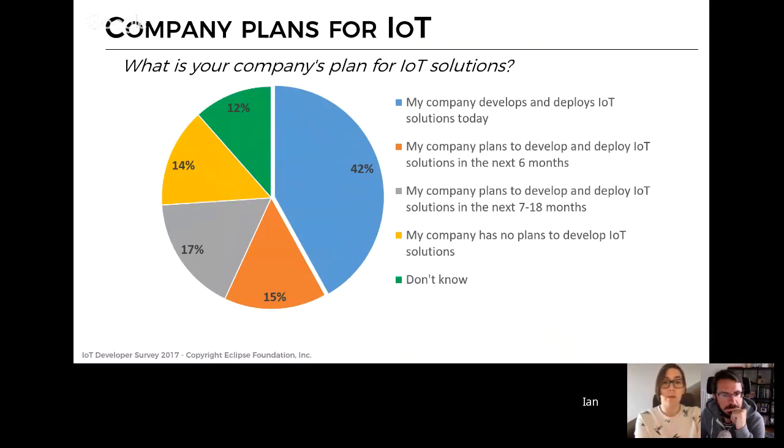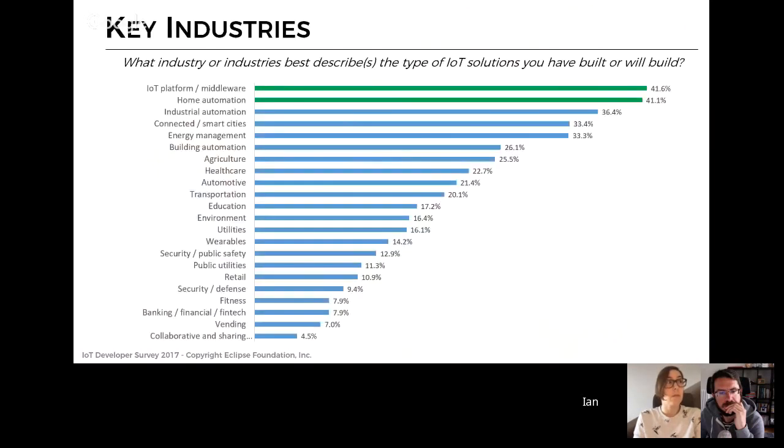and we're seeing a lot of companies deploying IoT solutions today, and this is about stable from last year. So there's a number of companies deploying. There's lots of people planning to deploy. So there's lots of interest, and not terribly surprising. The people that are responding to the survey, their interest is active in IoT.